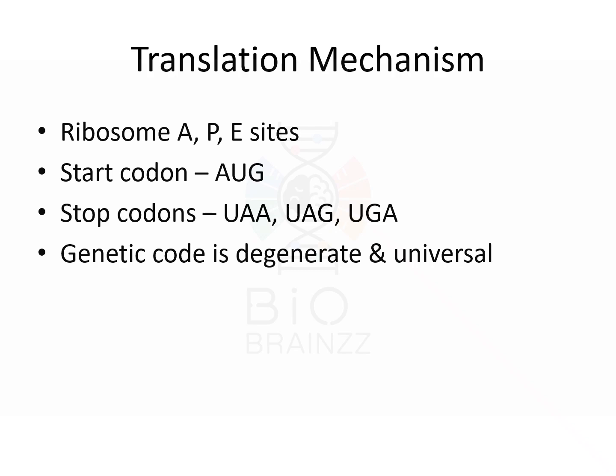Translation is the process of making proteins using mRNA. Ribosomes read codes and tRNA brings amino acids. Translation starts at AUG and ends at stop codons. The genetic code is universal and redundant, meaning multiple codons can code for the same amino acid.